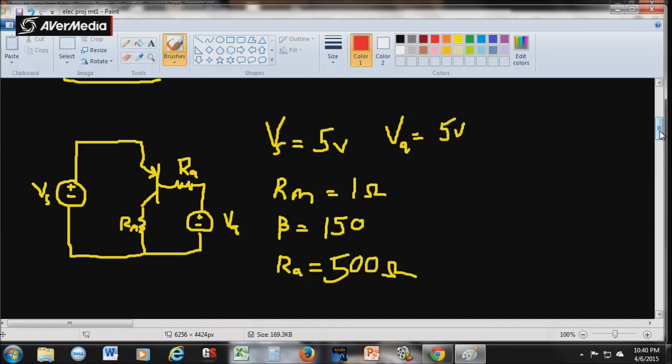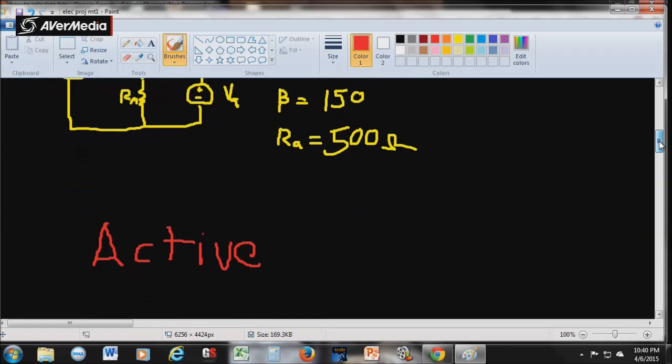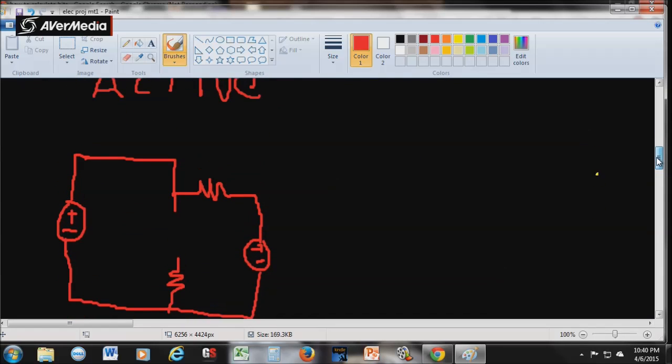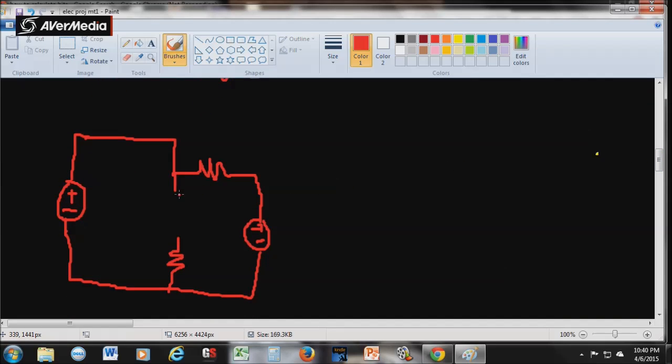The first thing we're going to do is solve this in a couple steps. First, we pick one of the regions and test to see if it's in that region by looking at a couple conditions. The first condition that we'll look at is the active region. When this is functioning in the active region, you can replace the transistor with a current-dependent current source. So now we've got a current-dependent current source.